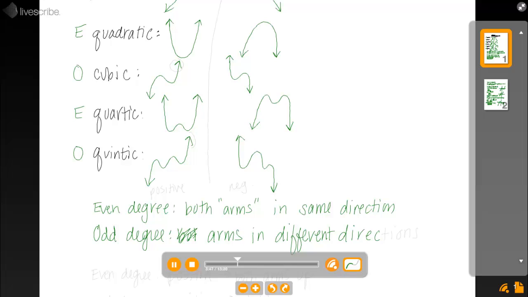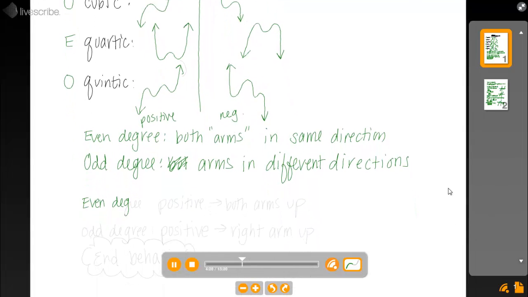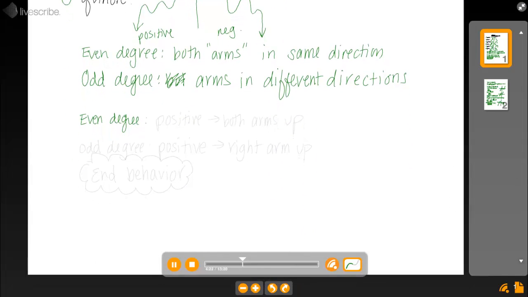How do we know if they're up or down? Well, notice something about all of the positive graphs. All of the graphs on the left side have a lead coefficient that's positive. All of the graphs on the right side have a lead coefficient that's negative. So there's something else you might notice. For the even degree functions, if they're positive, both arms go up.